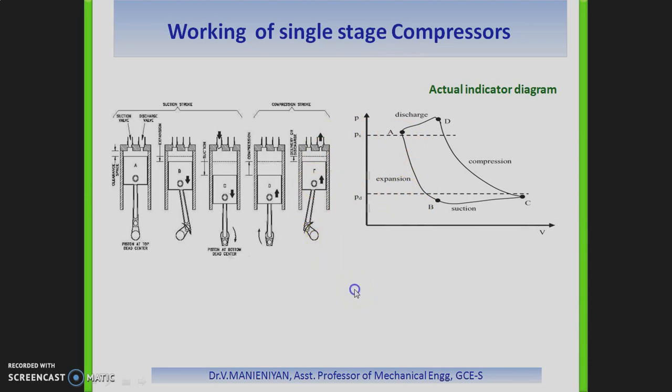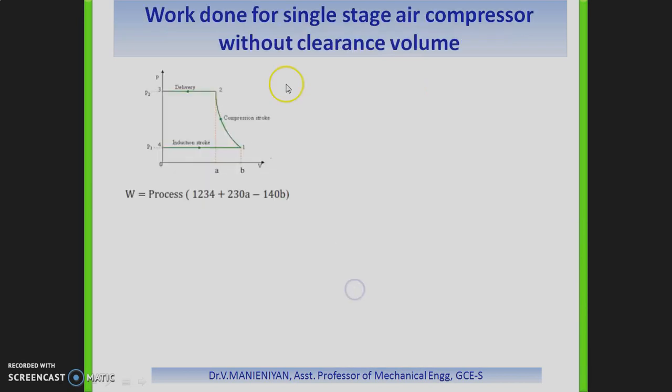So now we discuss the work done of a single stage air compressor. We have considered the work done in two different cases: we have calculated the work done without clearance volume and with clearance volume. First, we discuss the case without clearance volume. Here the diagram is shown.